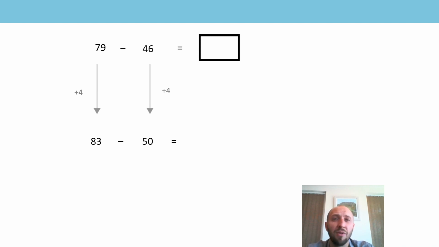Remember, there's nothing wrong with writing it down if you need to, but we should be able to get the answer 33. And because I followed that golden rule of changing the minuend and the subtrahend by the same amount, it means that the difference will stay the same. So I can confidently answer 79 take away 76 is 33.